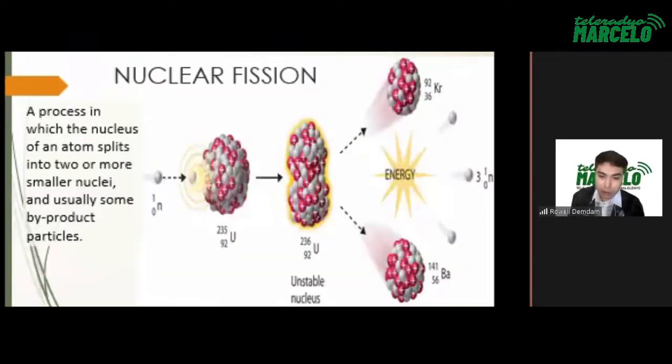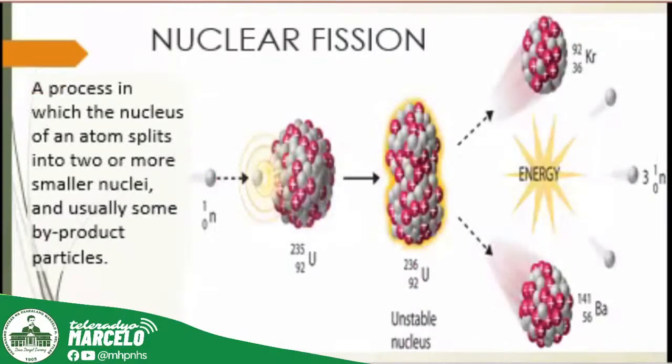So we have talked about nuclear fusion earlier. There is also another process known as nuclear fission. This is a process in which the nucleus of an atom splits into two or more smaller nuclei, and usually some byproduct particles. In other words, nuclear fission is a form of elemental transmutation, or moreover, emission of radiation is more apparent in nuclear fission since particles tend to be radioactive and further they decay.